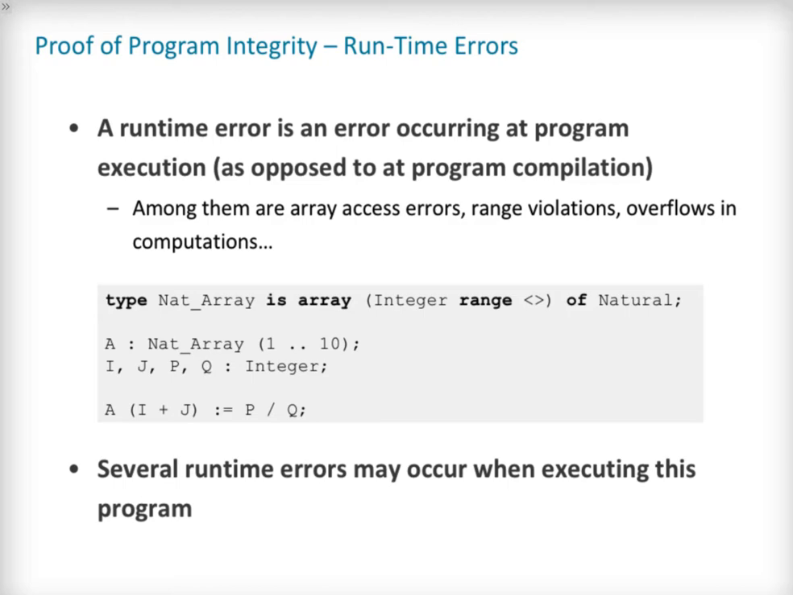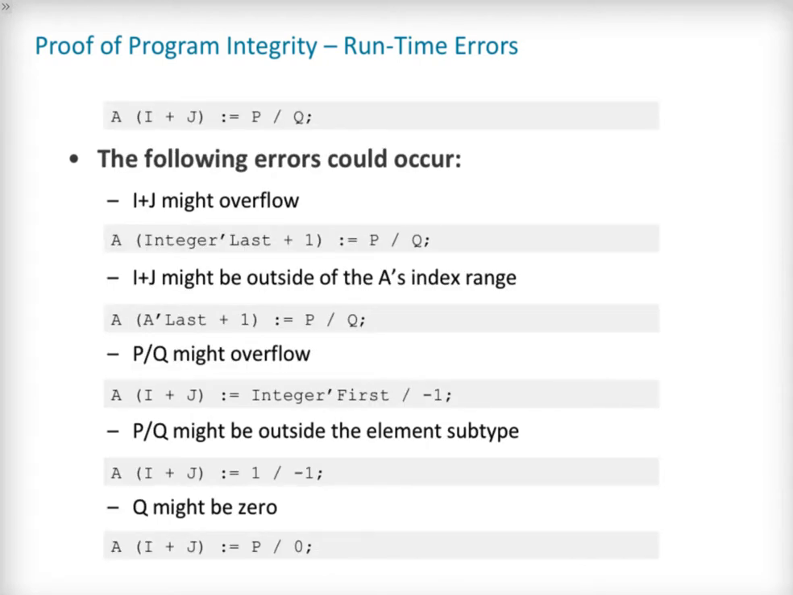Taking a look at the code on this slide to give an example, let's look at a simple assignment statement setting the value of the I plus jth cell of an array of naturals A to P divided by Q. If we do not know the values of I, J, P, and Q, then there is a question of what are the errors which may occur when executing the code. In fact, there are quite an important number of them.